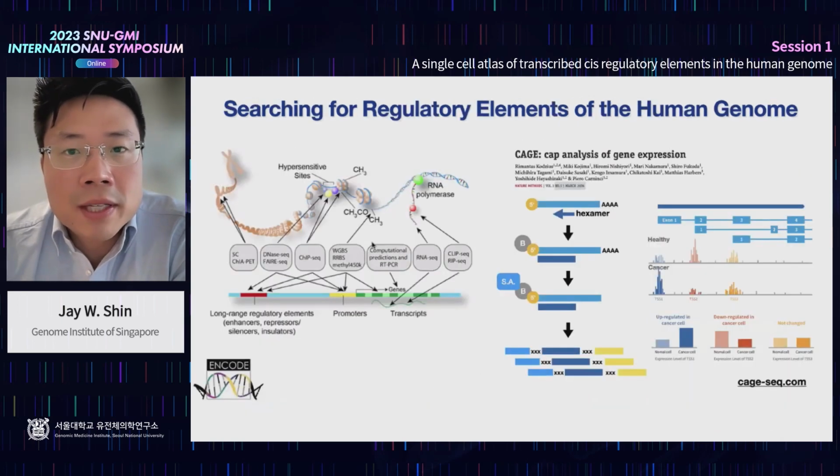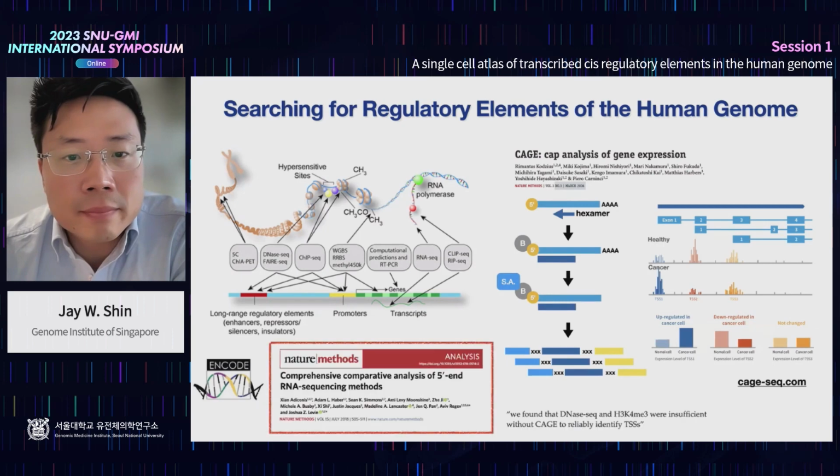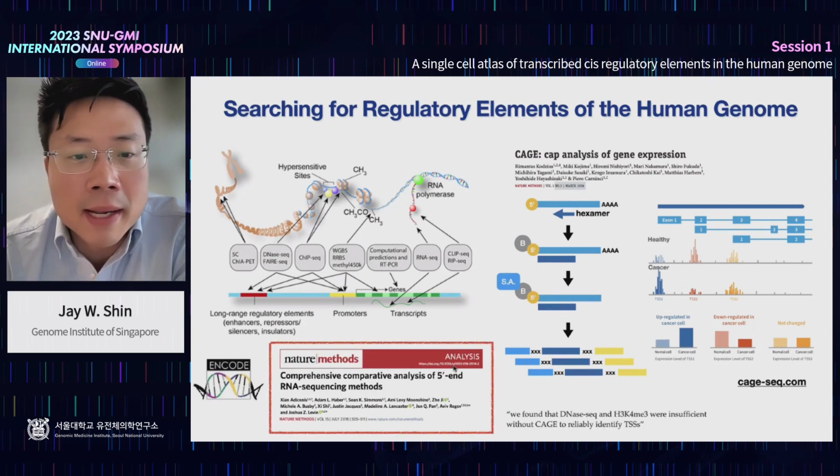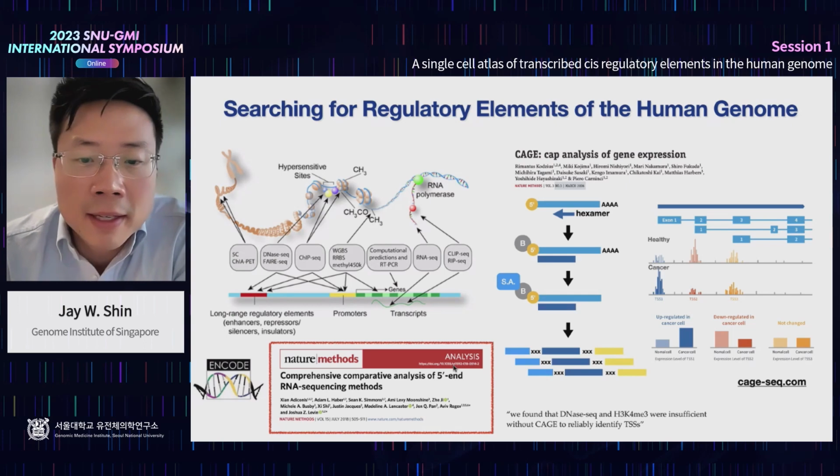And we leverage this technology called CAGE, or 5' RNA-seq, which allows us to capture the 5' ends of the RNA, which then can be mapped to the genome to understand where the transcriptional start sites, TSS, are. And these could be very contextual to which cell type they are in. And many reports have shown that the 5' RNA-seq method is actually extremely powerful to understand promoter activity.